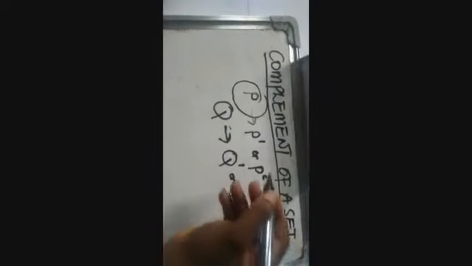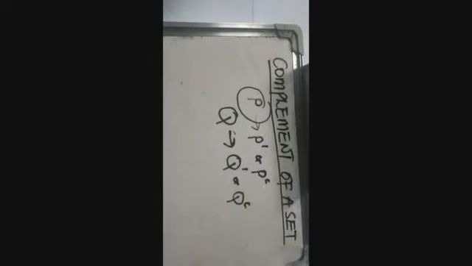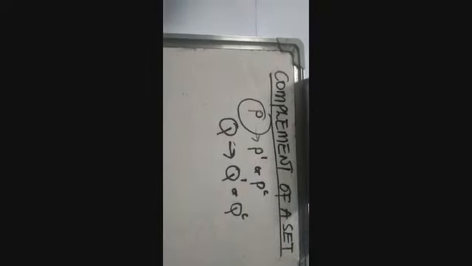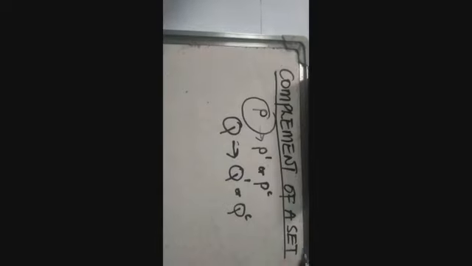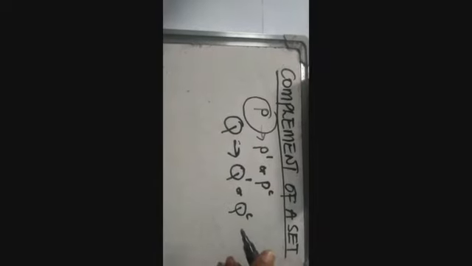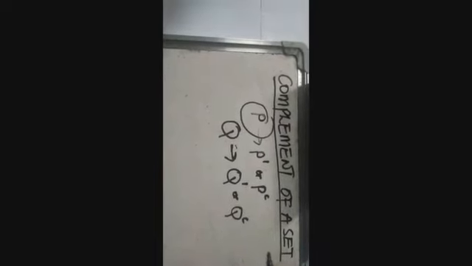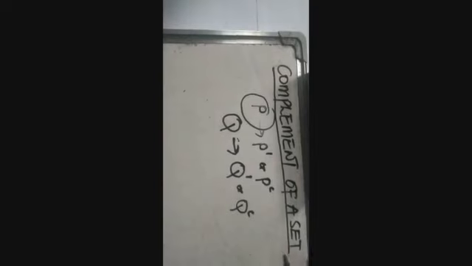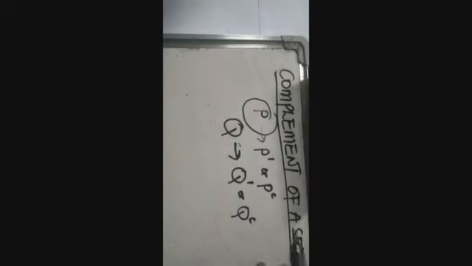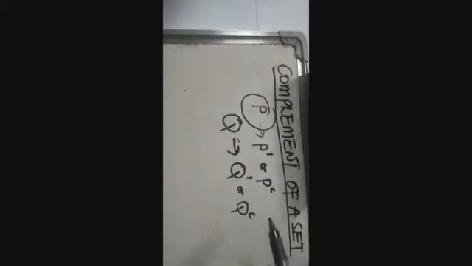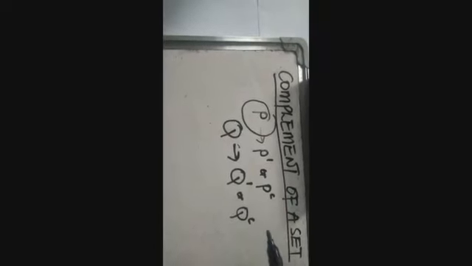So what is the complement of a set? The complement of a set is the set of all elements which are present in the universal set but not present in the set itself.